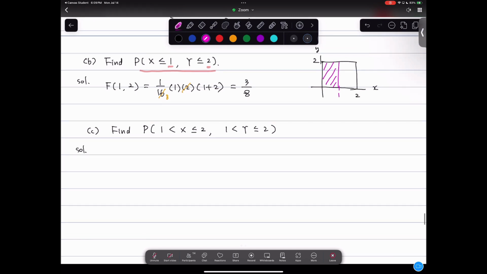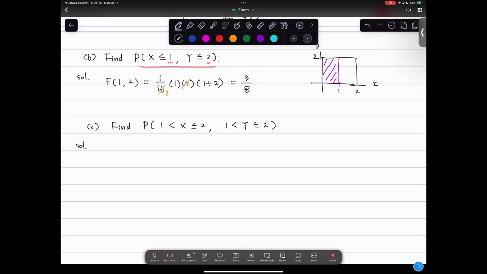In the same way, what this question is saying is I want the probability of your xy values. Again, my support is 0 to 2 for both x and y. And this is saying I want the probability that your x is greater than 1 but less than or equal to 2, and y is right there. So I want the probability over that region.